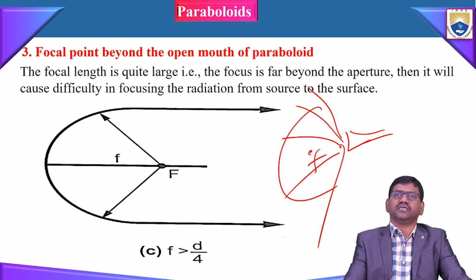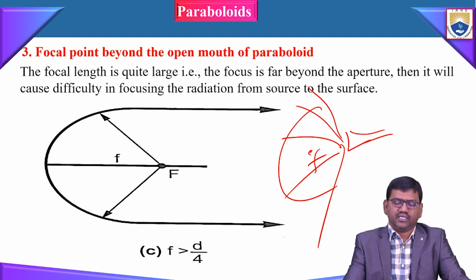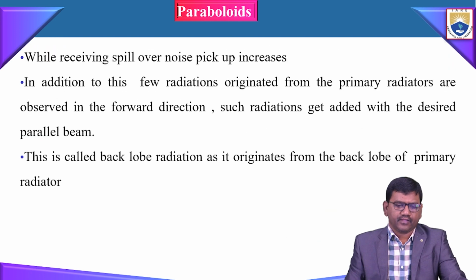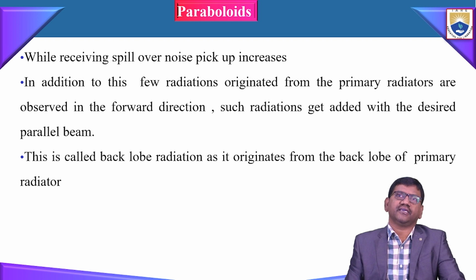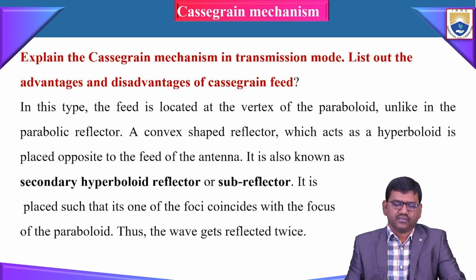All the radiations are not focused to the parabola. Some rays are not captured here. Spillover is nothing but the non-captured rays from the parabolic reflector. We call it spillover. Whenever we design a parabolic reflector antenna, see that the spillover is very low. So this is about the spillover.